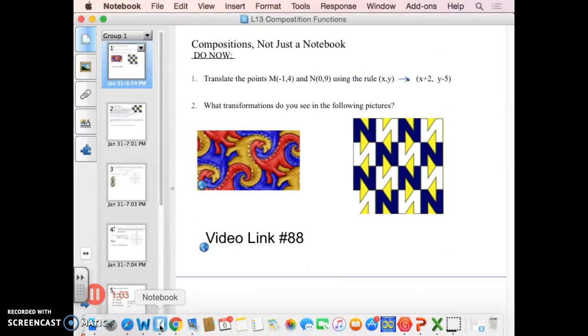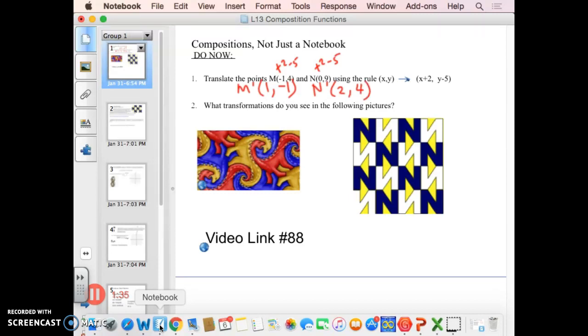So let's review from yesterday. This is your do now. If you were to translate these points using this rule, please remember that the x coordinate you're going to add 2, and the y coordinate you're going to subtract 5. So you would add 2, minus 5, add 2, minus 5. So your new coordinate M would be at (1, -1), and N would be at (2, 4).